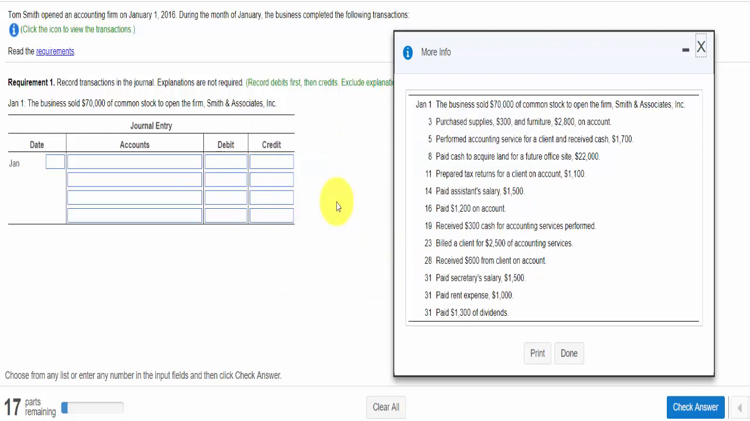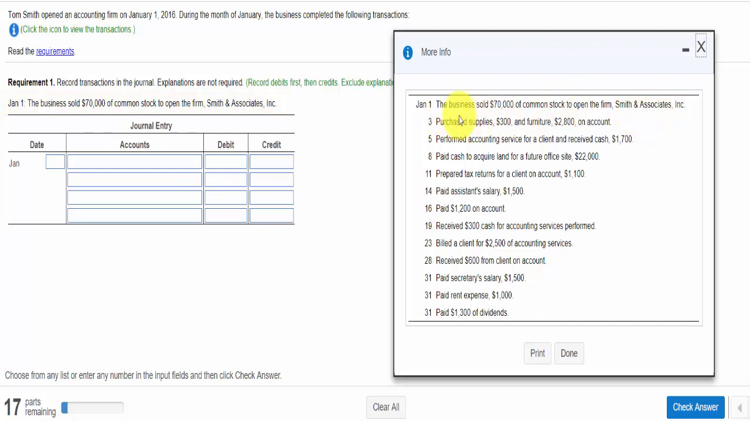Now, we will start from the first requirement. The first requirement is to record the transaction in the journal. You know that a journal has the following requirements: date, account title, debit and credit. It is called a journal. If we see the first transaction on January 1, the business sold 70,000 of common stock to open the firm Smith and Association.